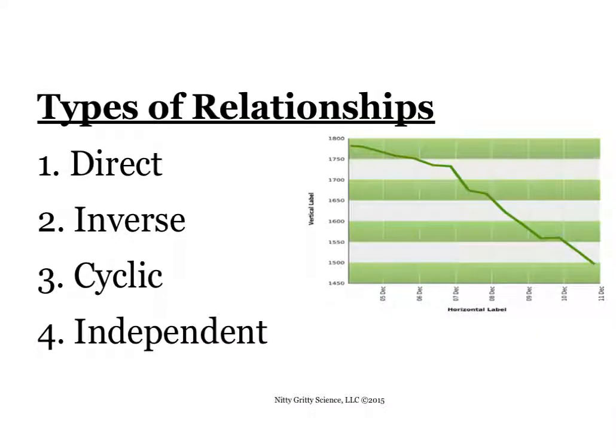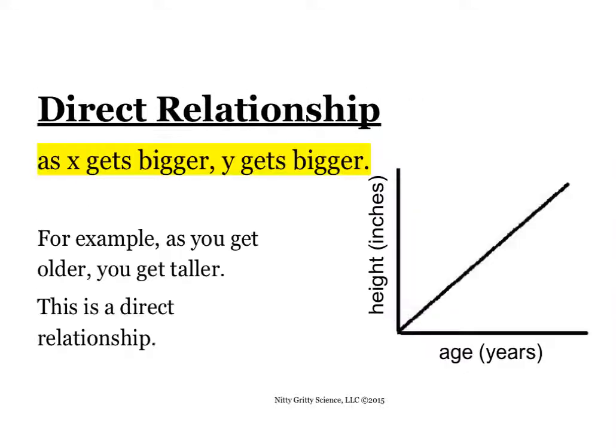We're going to talk about 4 different types of relationships: direct relationships, inverse relationships, cyclic, and independent. So for our first one, direct relationship, as x gets bigger, y gets bigger. Make sure you're taking notes on your notes sheet as we go through these videos.